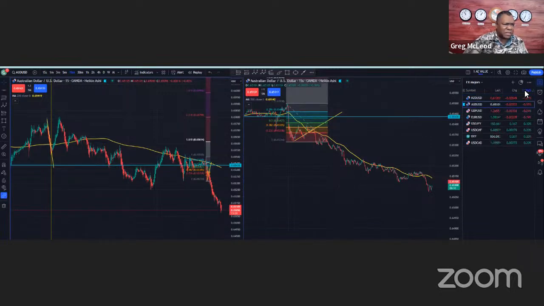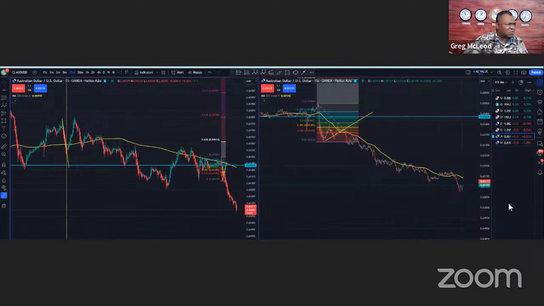We can see that the Aussie yen at this point is down 0.51%, and the New Zealand dollar is down a full percent after the interest rate announcement.